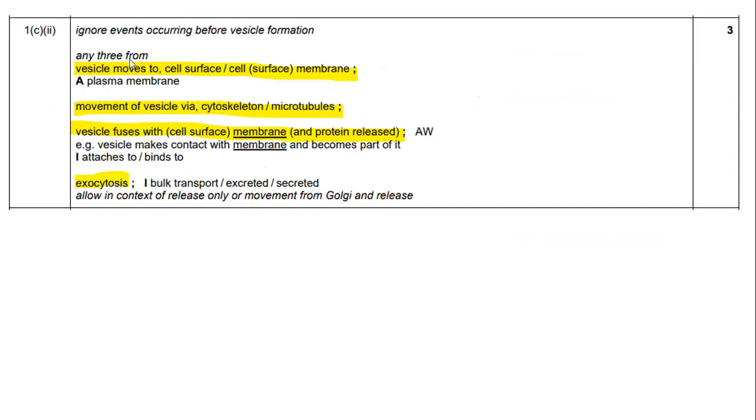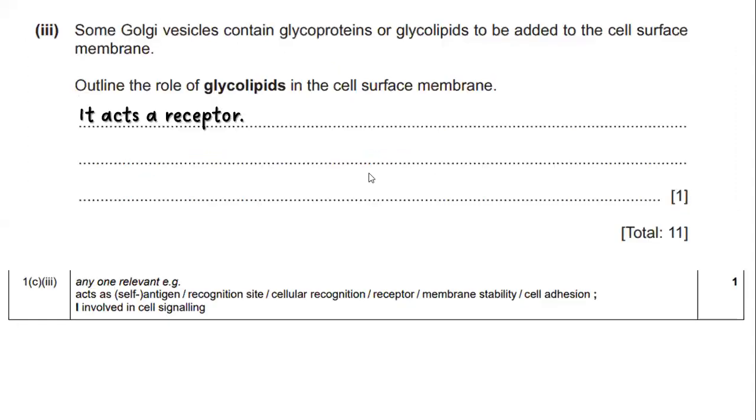Alors, qu'est-ce qui cause? Vesicle move to the membrane. The movement of vesicle, c'est via the microtubule. Et dernièrement, ils fuse avec cell surface membrane to release the protein. C'est ça. Correct? Et dernièrement, une question intéressante.